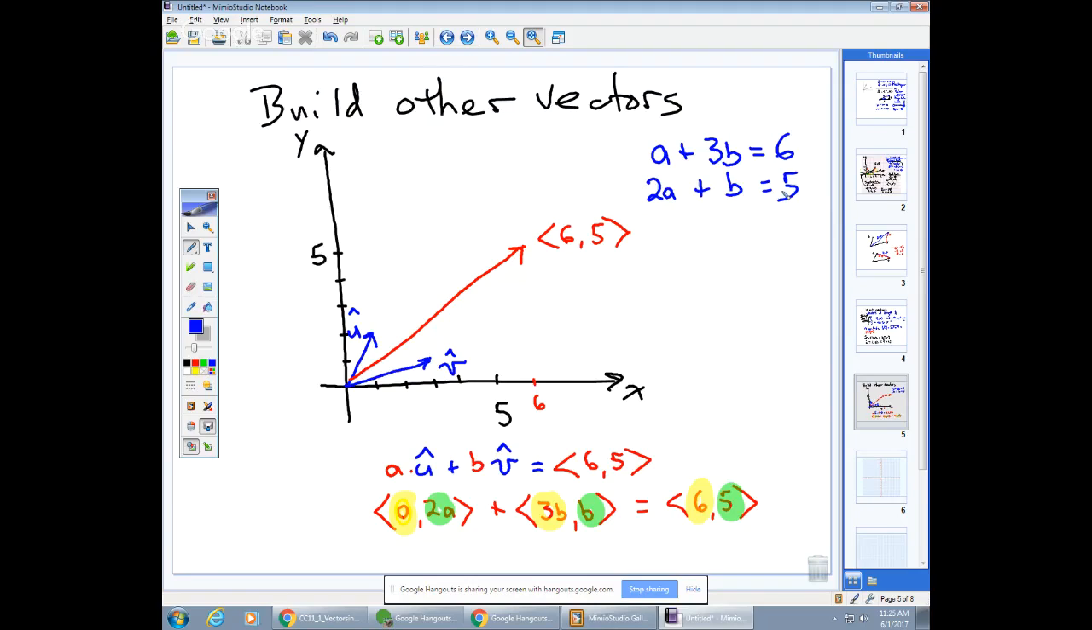So let's see, any suggestions for solving this? Substitution, elimination, matrices? What do you like? Yeah, substitution looks good here because I can solve for a or b easily. So I think I'm going to take the top one and solve it for a. And so that's going to give me a equals 6 minus 3b. And then we can plug that in for the a right there. So that's going to give me the new equation, 2 times 6 minus 3b plus b is 5. Let's clean that up.